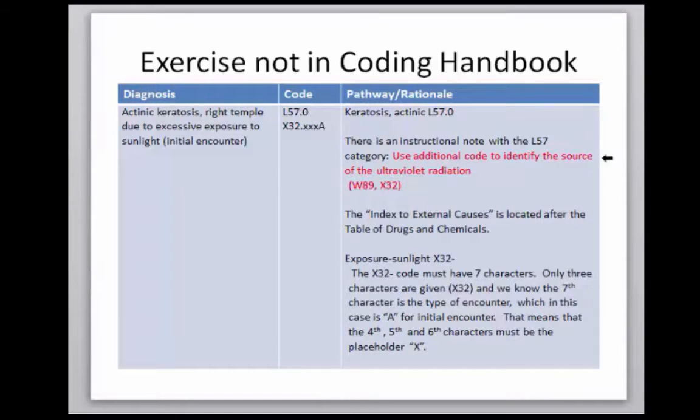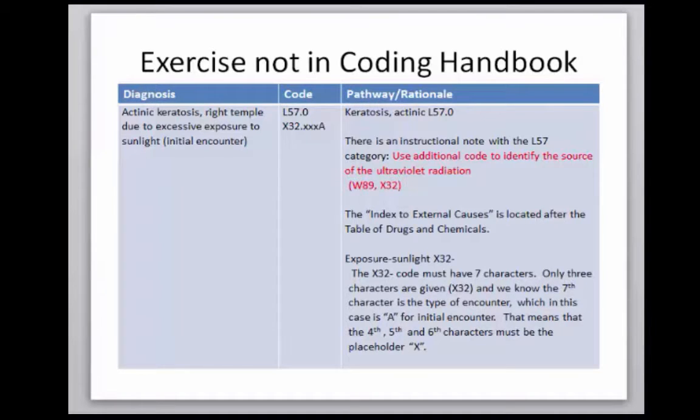This particular L57 category has an instructional note. Use additional code to identify the source of the UV radiation, and it can be either W89 or X32. So if we look at the index to external causes, that's located right after the table of drugs and chemicals. And if we go to this path, exposure, sunlight, it is the X32 code. But you notice that the code has to have 7 characters, and that means we're going to need some placeholders.